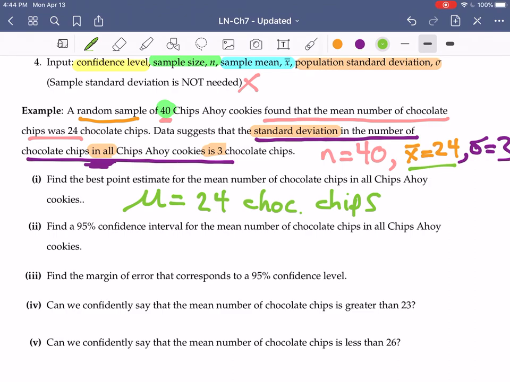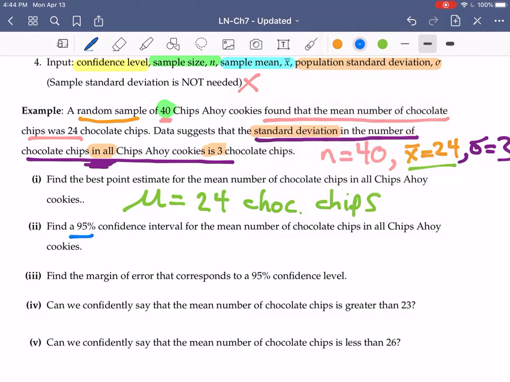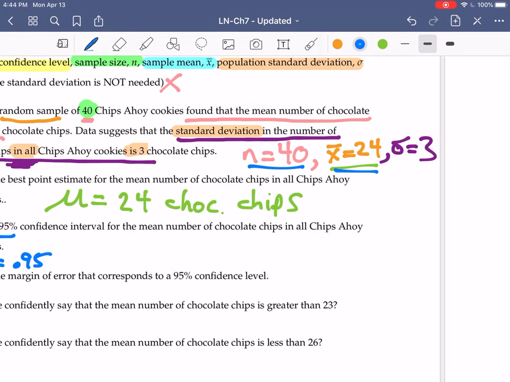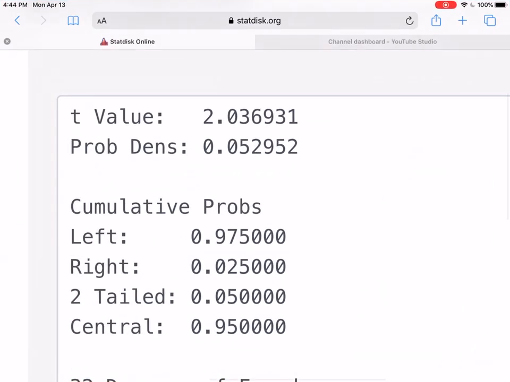So now we want to find a 95% confidence interval. So our confidence level is 0.95. Our sample size is 40. Our sample mean is 24. And our population standard deviation is 3. All right, so let's go to StatDisk and take a look.